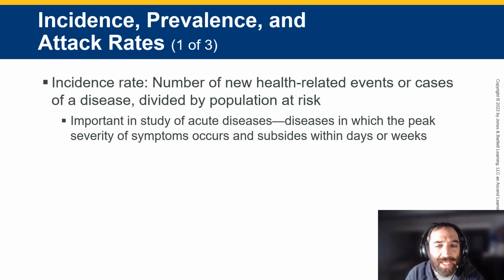If you just said it was 200, it's like, well, is that a lot? Is that a little? So you'd want to know the incidence rate. It turns out it's actually a lot, right? It's important in the study of acute diseases. Acute diseases are diseases which peak in severity of symptoms within a few days or weeks, right?